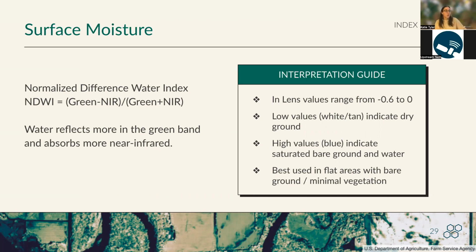So for surface moisture, which is really telling us how saturated is the ground here, values in Lens will range from -0.6 to 0. Low values will be white, indicating dry ground. High values will be blue, indicating saturated ground and water. And again, this one's best used in flat areas or even minimal vegetation. Sometimes in forested areas, even the shadows from trees can make it look like there's water there. But again, really just a reminder to always double check what you're seeing with that true color imagery.